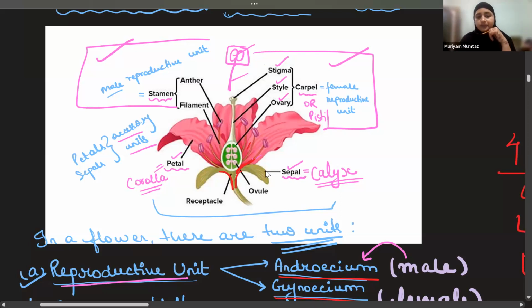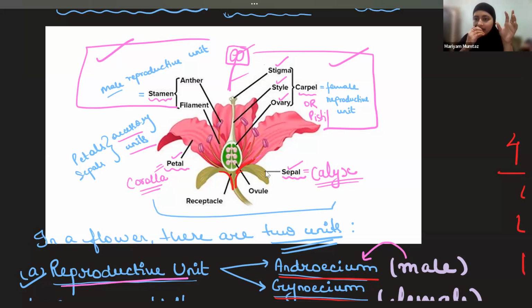Now, when you look at a flower, what all things do you see in it? Mostly we see the petals, right? Then we see the lower green part, that is the sepals. Wait, just one second.